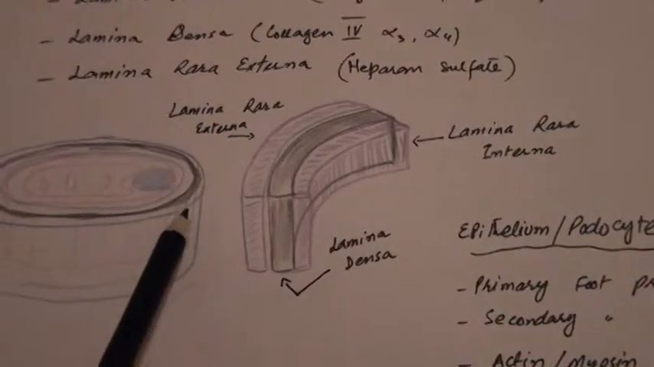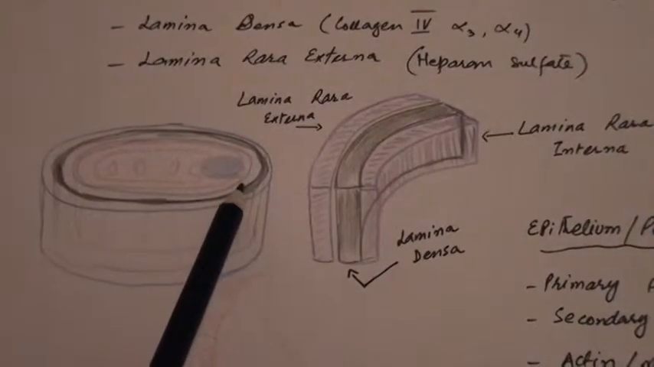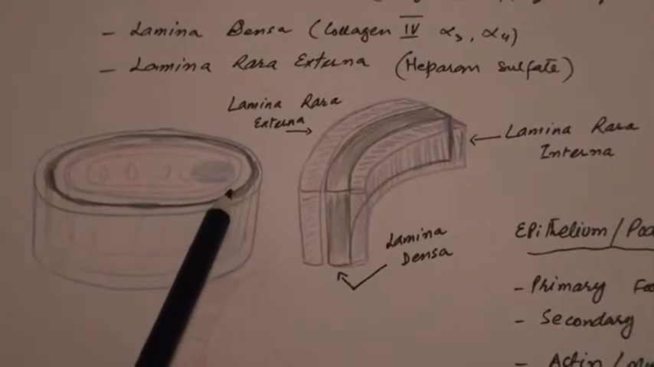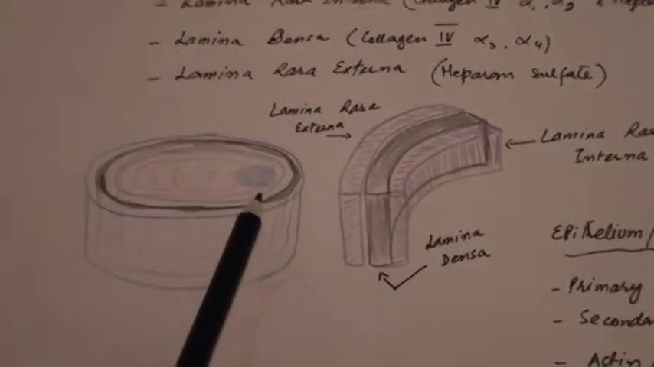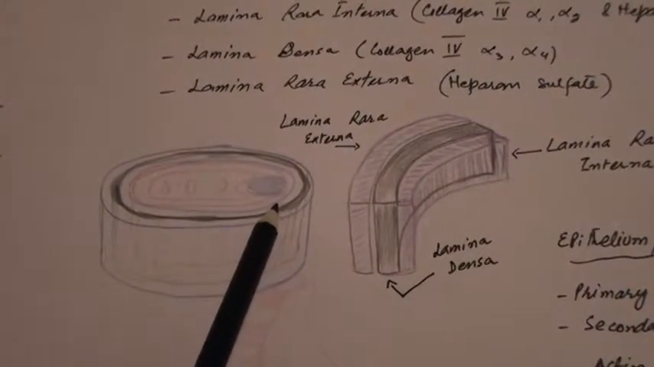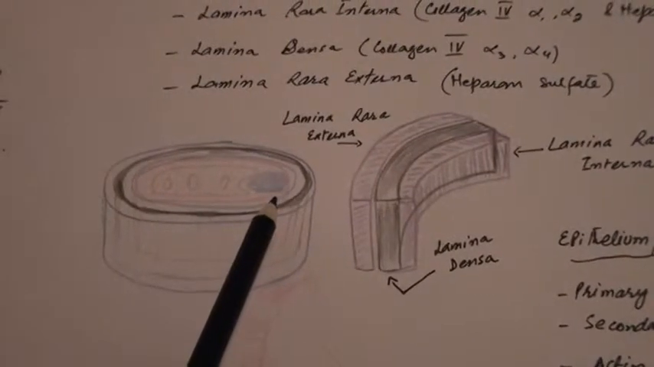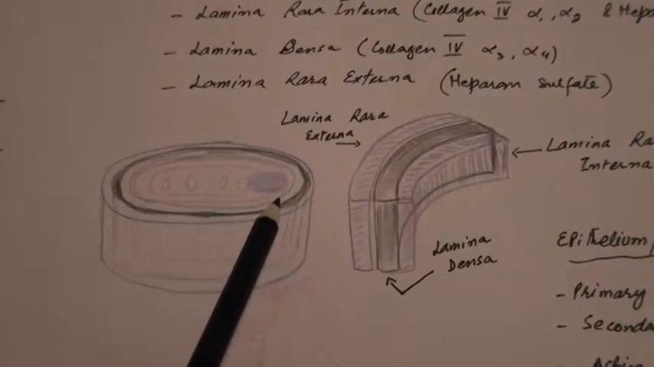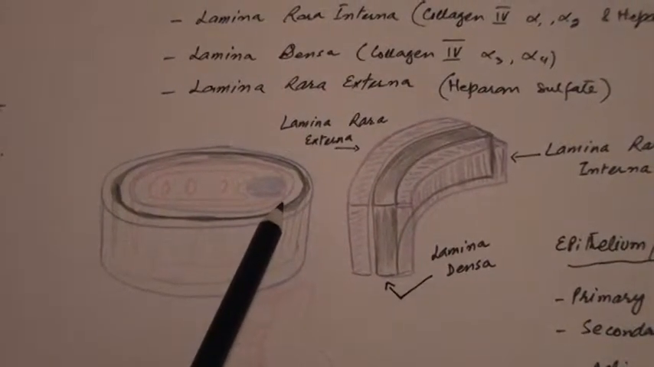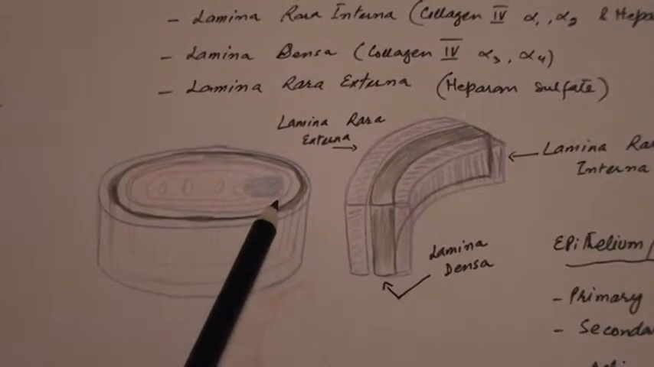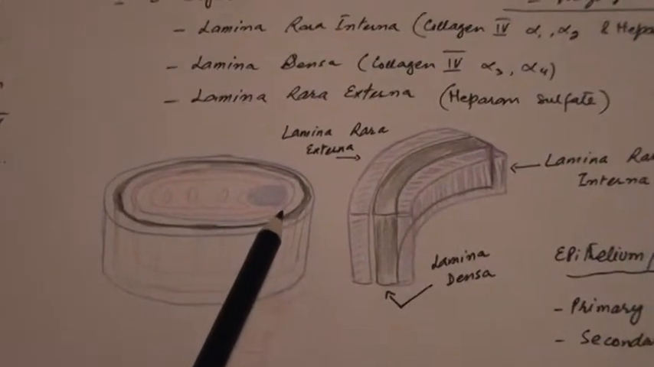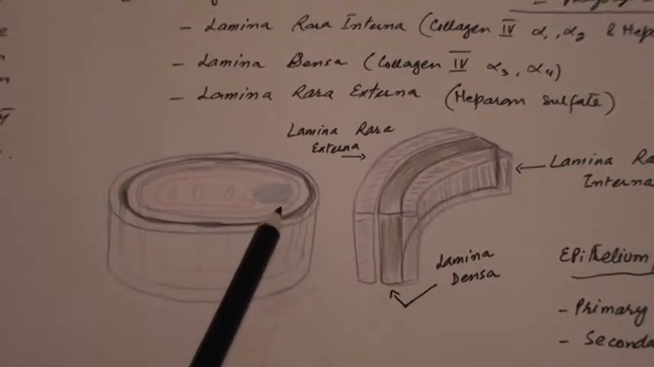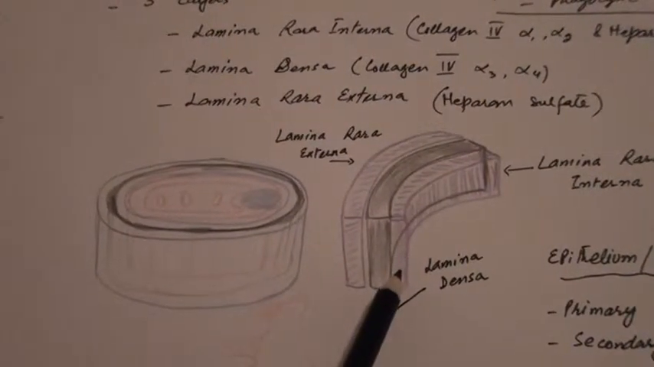The internal layer, in this diagram, is the layer which faces the endothelial cell. In the electron microscope, this internal layer looks very light, so it is called lamina. Lamina means a shelf, a leaf. Lamina rara, and rara means looking light. Interna means on the internal side. So we have a lamina rara interna.